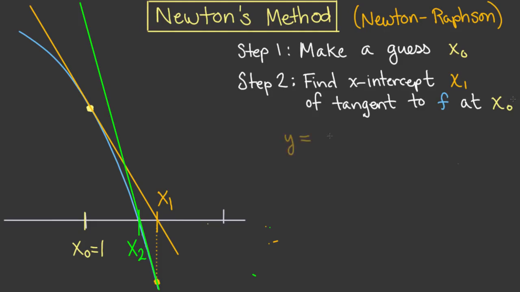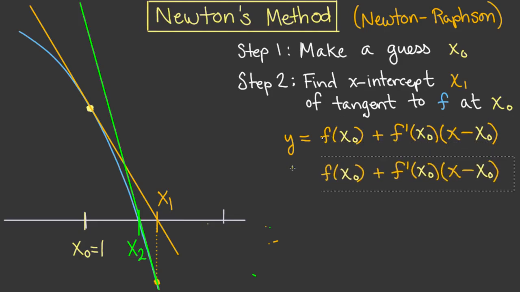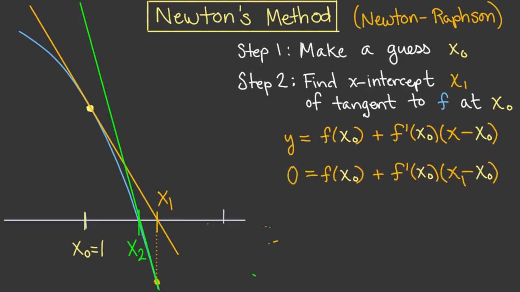The tangent line at x naught is given by this equation: f at x naught plus f prime of x naught times the quantity x minus x naught. To find the x-intercept, we're going to set this equation equal to 0 and solve for x sub 1. We're going to skip the algebra, but you can pause the video to work it out on your own. Solving for x1, we get this equation. x sub 1 is equal to x naught minus f of x naught divided by f prime of x naught.